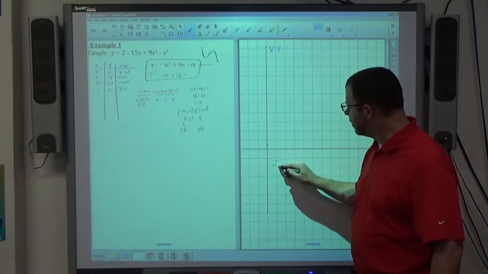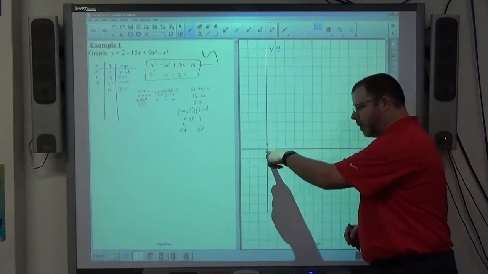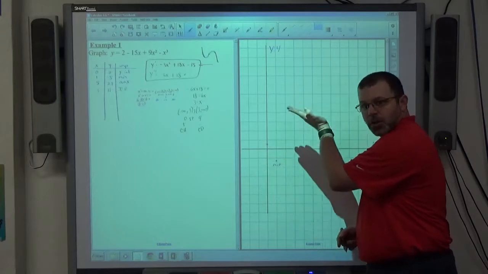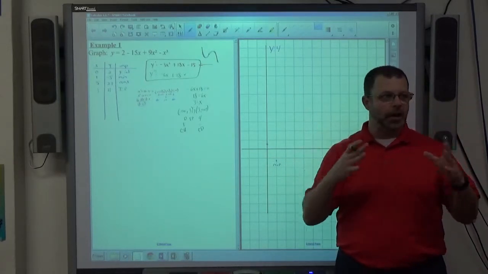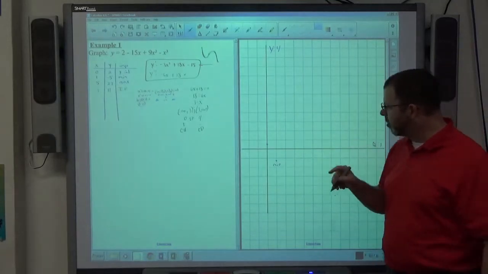That's a minimum. Notice I wrote minimum below it because I know the graph's going to start going up after that. So if you visualize where the graph's going to be, you can kind of get an idea of where you can put the labels.